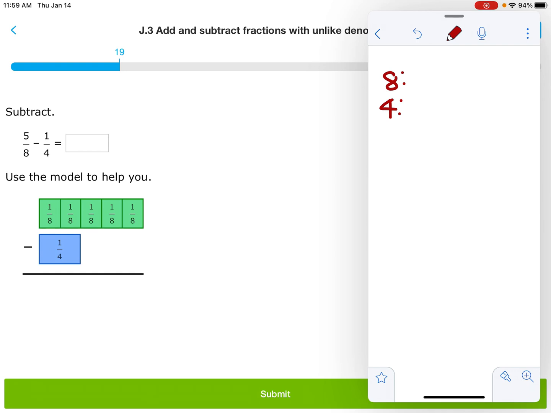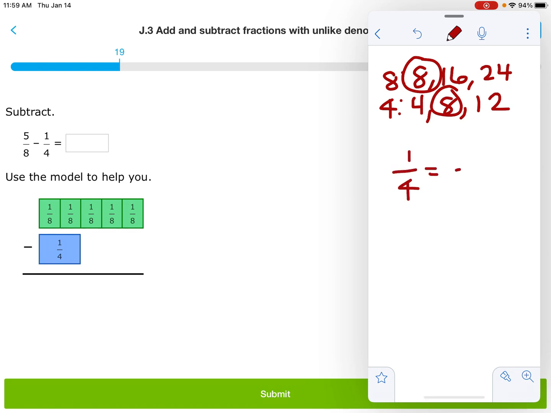You might already know what your least common denominator is, but I'm just going to write out our multiples to figure it out. So we have 8, 16, 24. 4, 8, 12. Well, if you notice, those 8s are our smallest numbers that they both share. So we need to change 1/4 to have a denominator of 8. 4 times 2 gives us 8. 1 times 2 gives us 2.